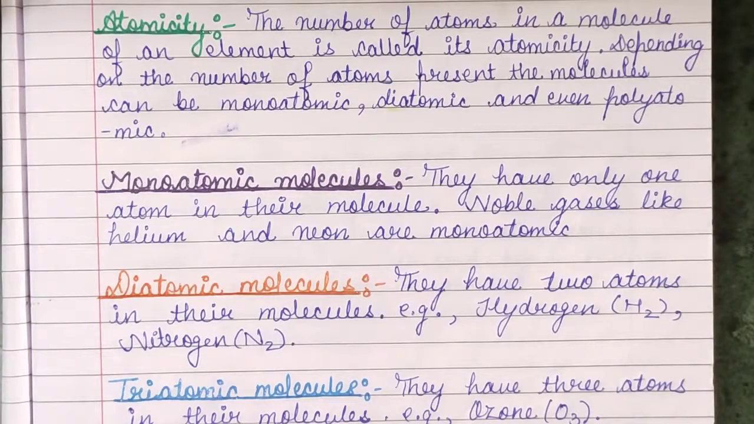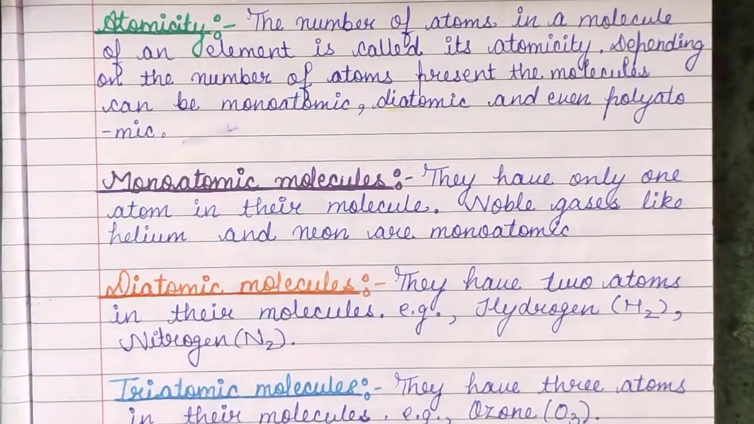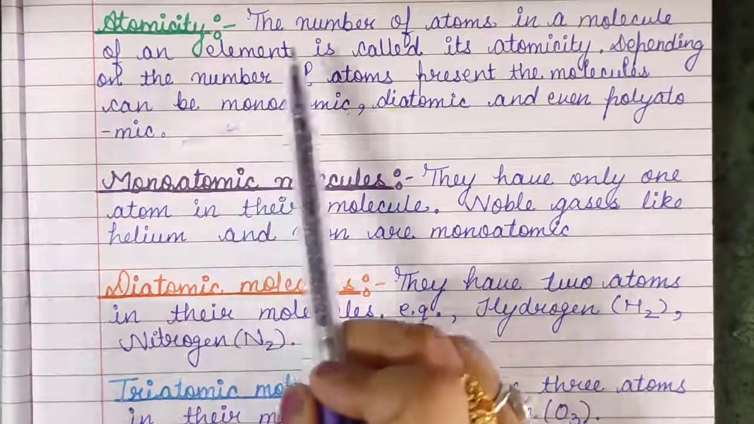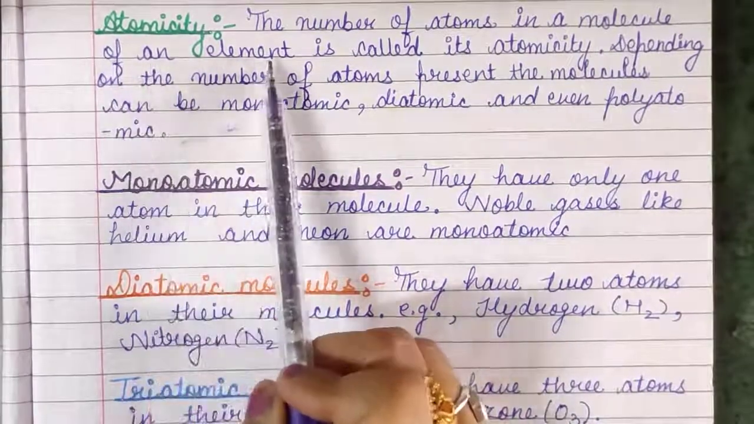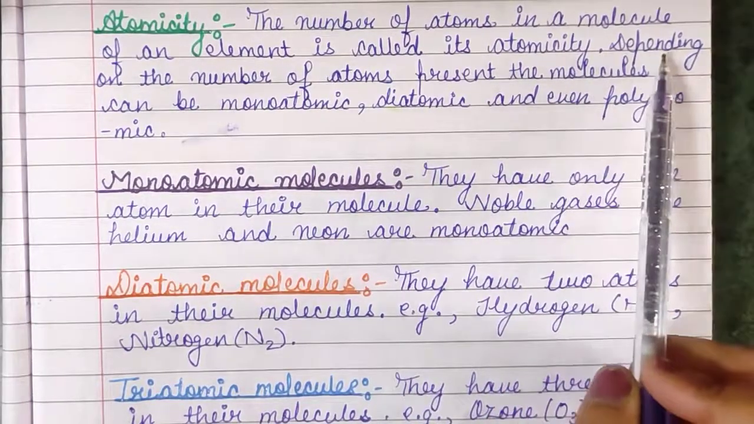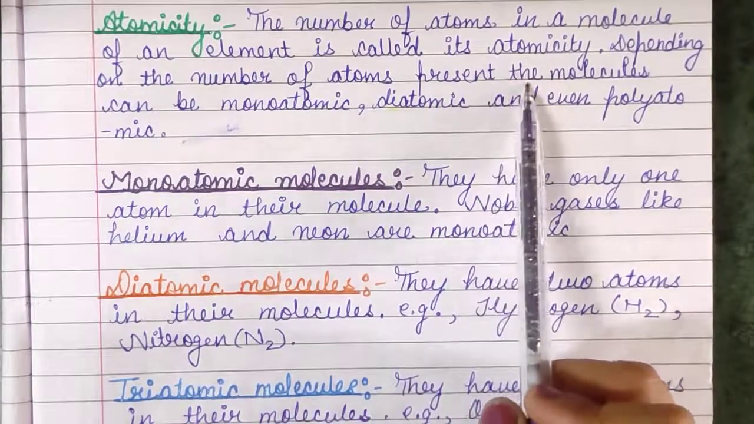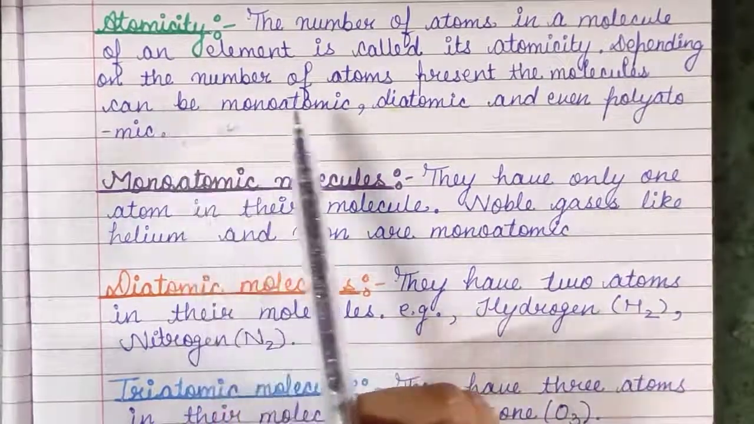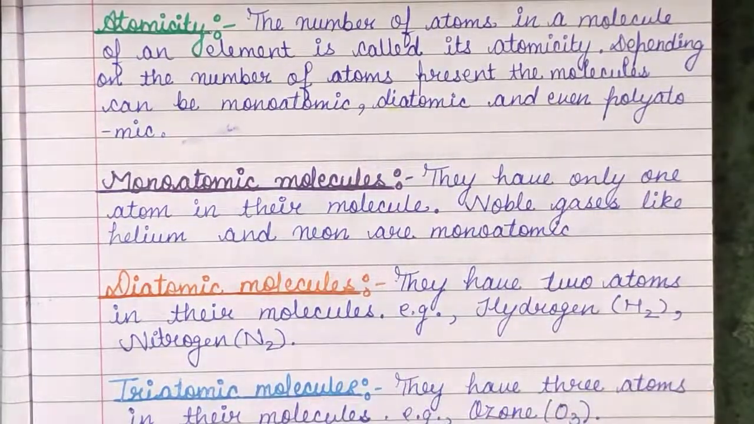Now, we will discuss the term atomicity. So, what is atomicity, students? The number of atoms in a molecule of an element is called its atomicity. Depending on the number of atoms present, the molecules can be monoatomic, diatomic, and even polyatomic. Now, turn-wise we will discuss these terms.